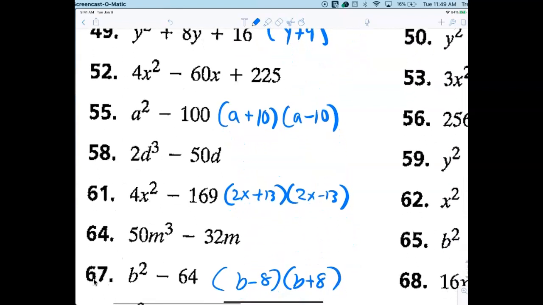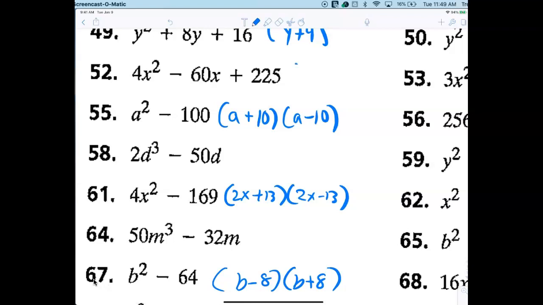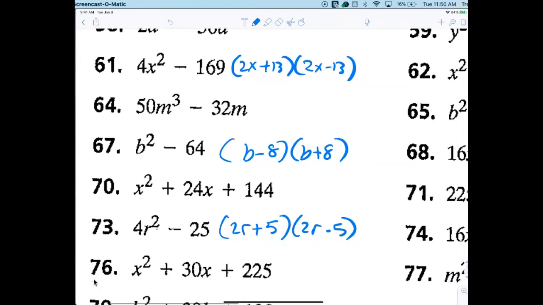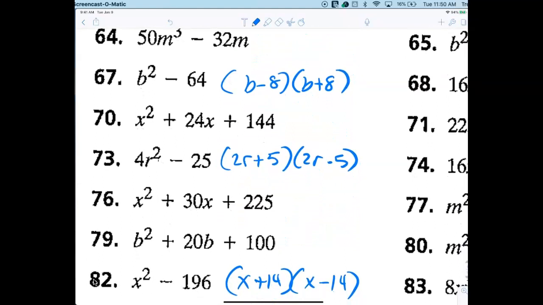All right, Mr. Udaly, 52. 2x plus 15 squared. Is it plus or minus 15? Yeah, do you see that, right? Yeah. 2x minus 15 squared. Simple, simple, simple. All right, here we go. Let's look at number 70. AC, go. X plus 12 squared. Yes. X plus 12 squared.